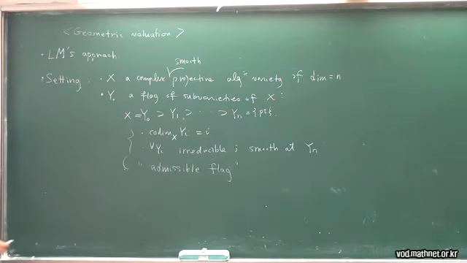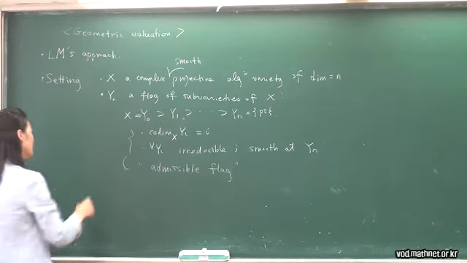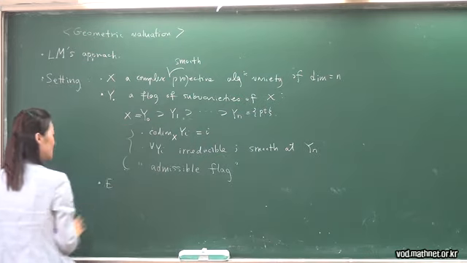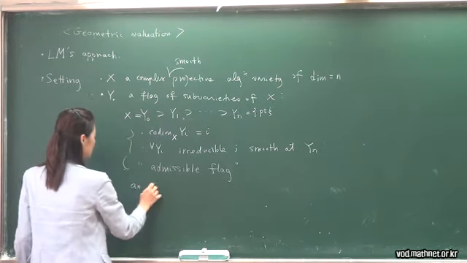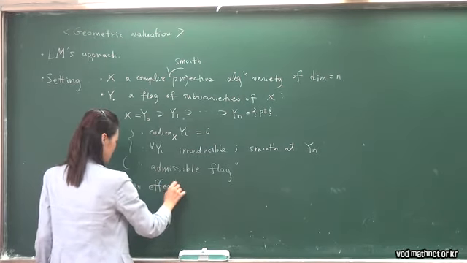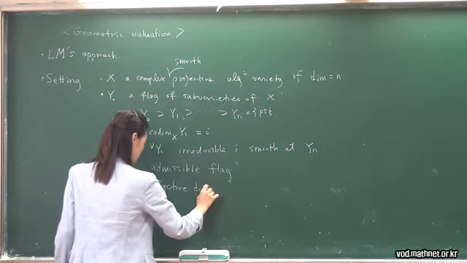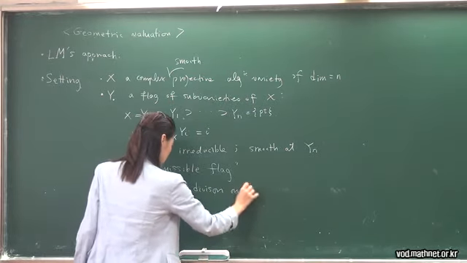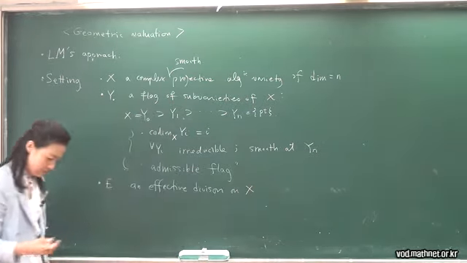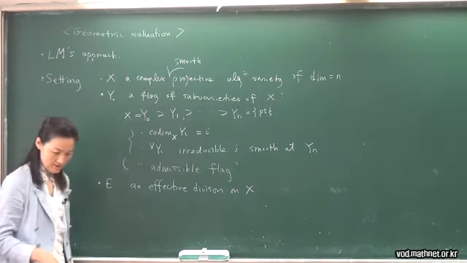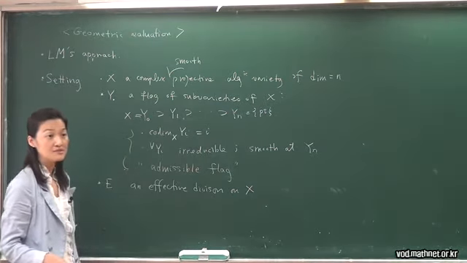Okay. Now let's choose an effective divisor on X. So it is a formal sum of finitely many prime divisors.